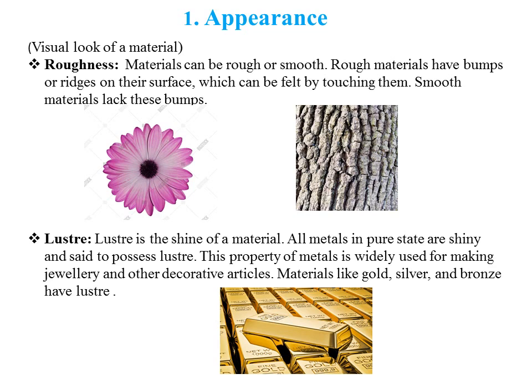First is roughness. A material can be rough or smooth. Rough materials have bumps or ridges on the surface. Bumps means the irregular surface which you can feel by touching it. Smooth materials lack these bumps. Like the petals of flowers, which are very smooth to touch, but the bark of a tree and the outer side of some rocks are very rough. So this is called roughness and smoothness. I hope you understood.